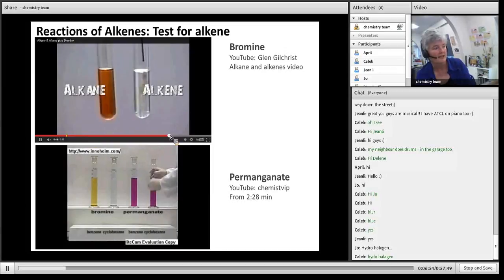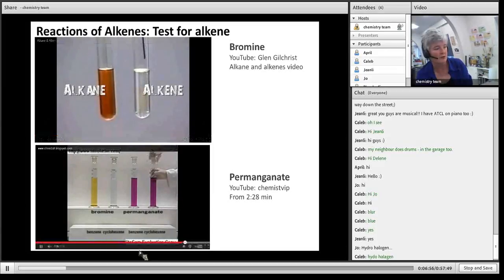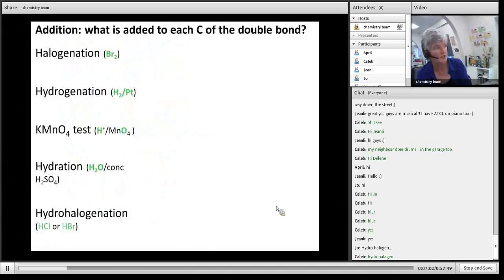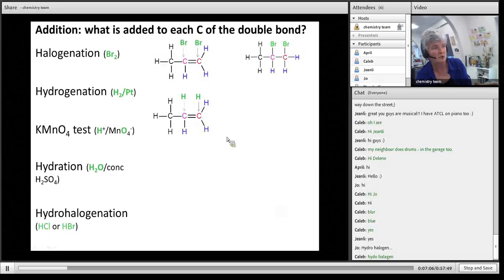You can see the color is just disappearing, and if I move it on here, he's shaken it, and you can see the color has changed. So you do need to know those changes. And this we looked at last time is basically we're adding 2 Brs.